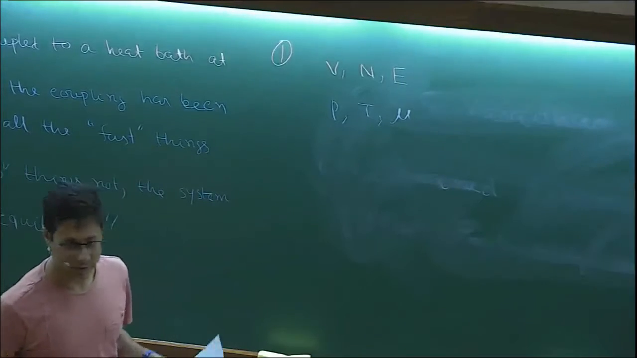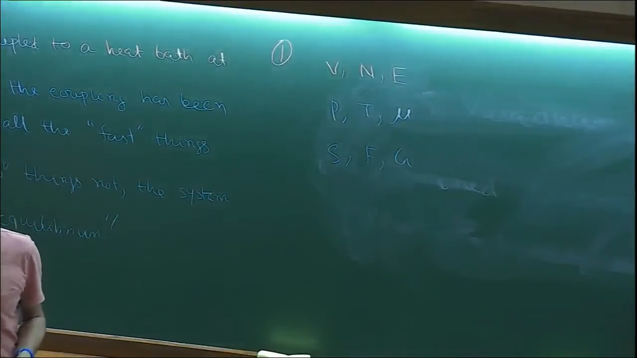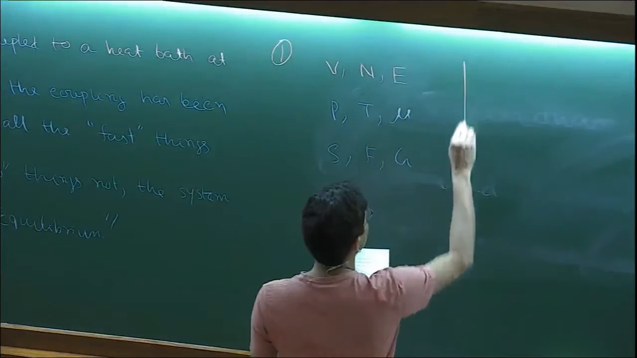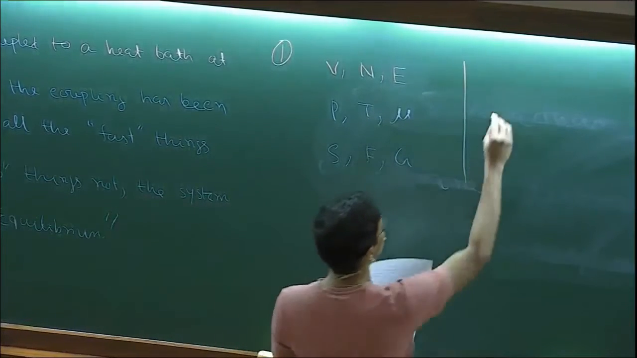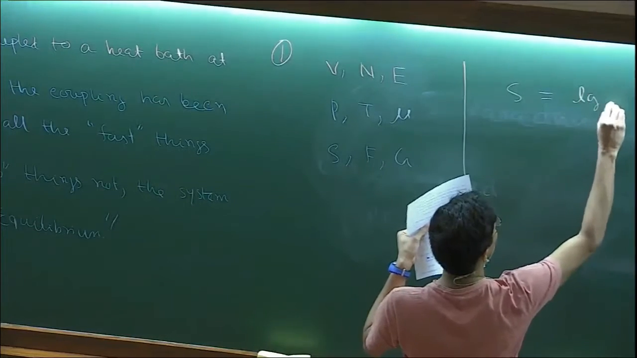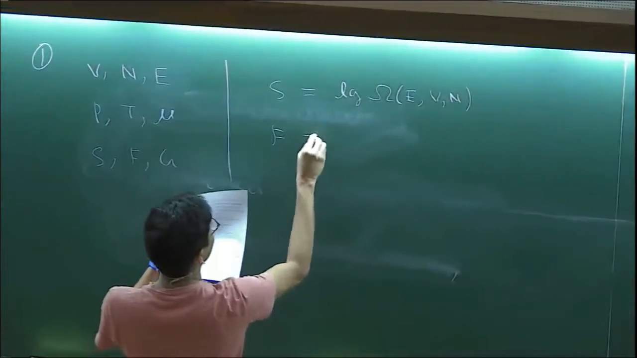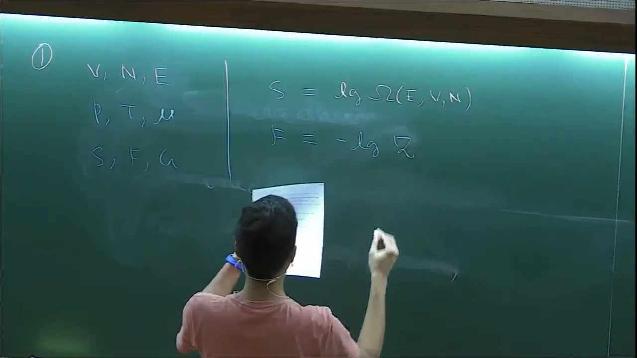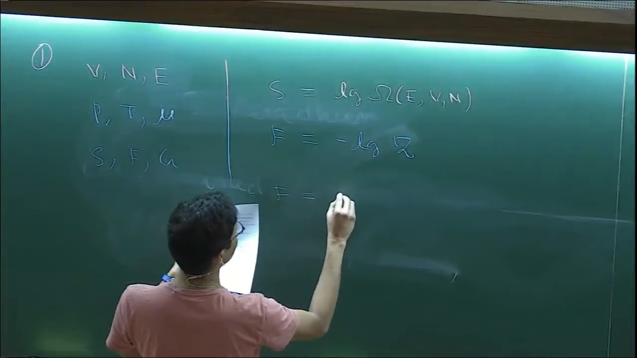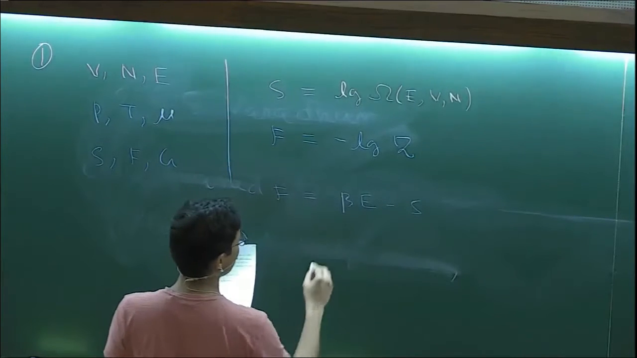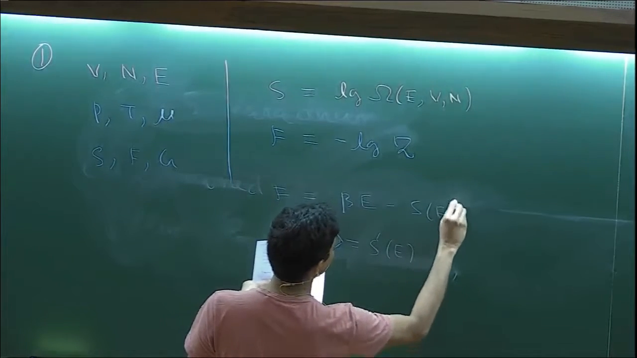And then there are thermodynamic potentials, like entropy, free energy, and Gibbs free energy, depending on which ensemble we are studying. Okay? And then there is statistical mechanics, which tells us how these thermodynamic potentials one could relate to the microscopic degrees of freedom. So a simple thing is that entropy is just the log of the total volume of the configuration space. And then we have the free energy, which is the log of the partition function. And then there is a Legendre transform to connect between these two. So for example, F is beta E minus S, where beta is S prime of E. Okay, so these all we know.